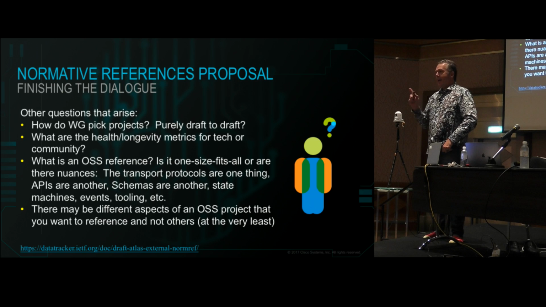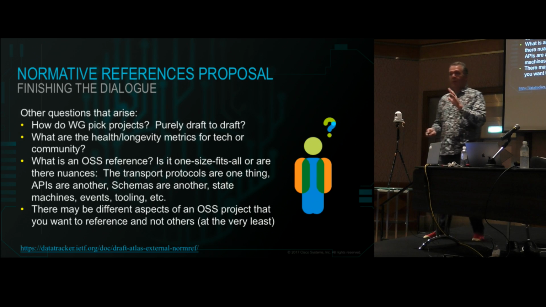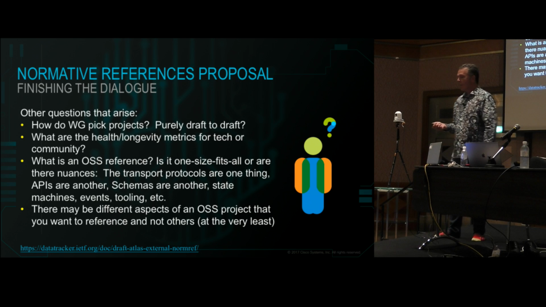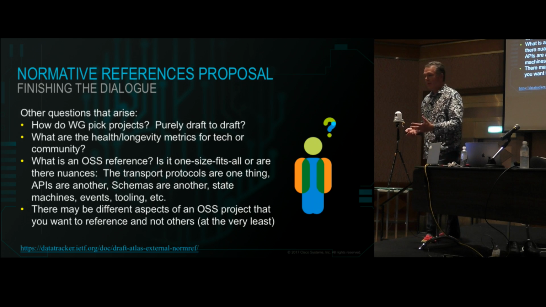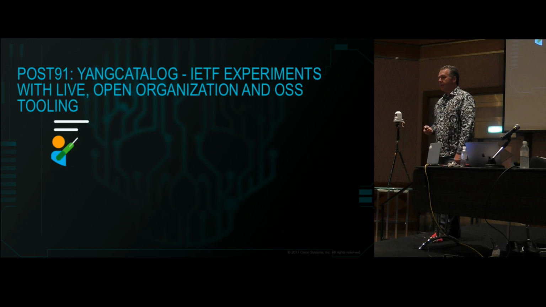In particular, many projects or communities have sub-projects within their architectures. And if you only want to have a normative reference to one particular module or one particular piece, that needs to be worked through. I think it's critical to be able to normatively reference open source and code, et cetera, but some more work needs to be done here to make this work.